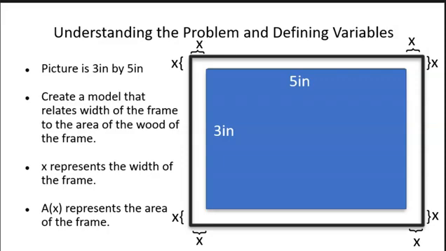To understand the problem in this task, let's consider a similar problem. In the task, the picture in the frame is 8 by 10. In this example problem, we will explore a situation where the picture is 3 inches by 5 inches. We want to create a model that relates the width of the frame to the area of the wood of the frame, and then find and interpret the key features. Let's make x represent the width of the frame, and a of x represent the area of the frame.